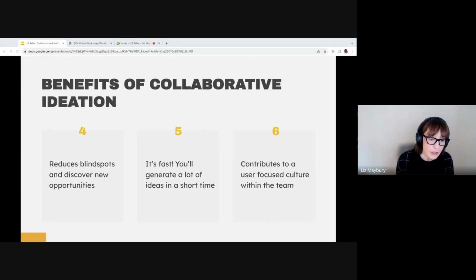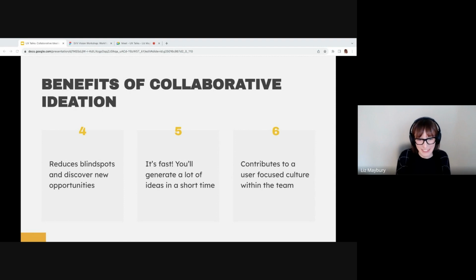It also really reduces blind spots and helps us to discover new opportunities. If you think about members of your team, coworkers, people you're working with, everyone has different skill sets, different work experiences, different lived experiences, different areas of expertise. And by bringing all those perspectives into the room, we make it less likely that we'll miss something, and we give ourselves the opportunity to find new areas to solve for our users.